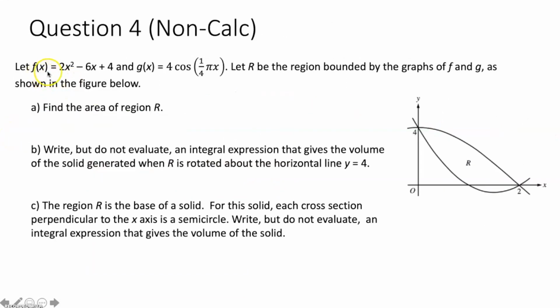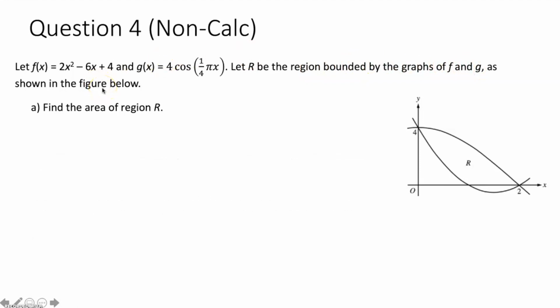Now question 4 says let f of x equal 2x squared minus 6x plus 4 and g of x equal 4 cosine of 1/4 pi x. Let R be the region bounded by the graphs of f and g as shown in the figure below. So there's three parts here. The first part says find the area of the region R.